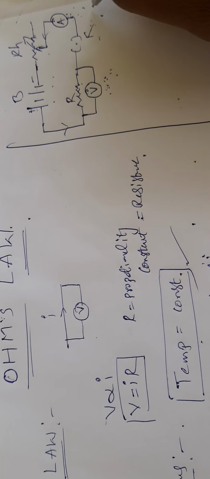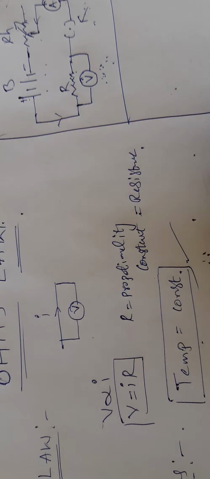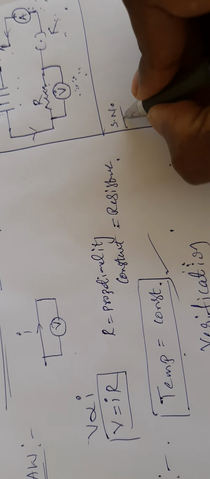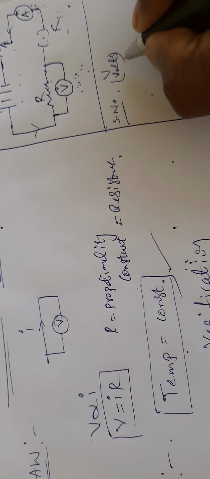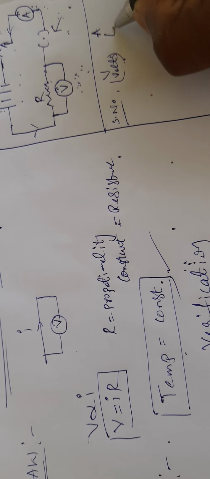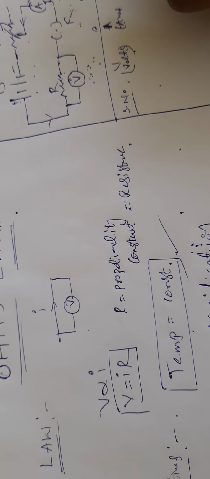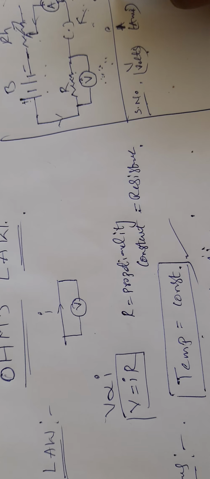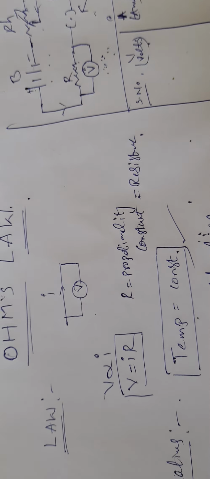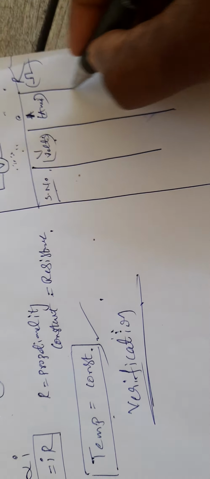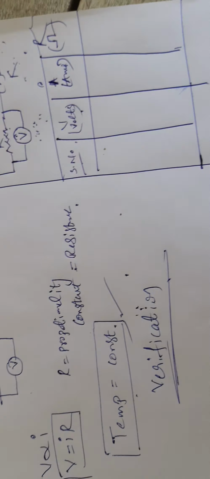We need to verify. For that we have a tabular form. Take a serial number, voltage in terms of volts, and ammeter value in terms of amperes, which is the current. Next we obtain the resistance, in terms of ohms. We'll draw a tabular form like this, as we do practically.